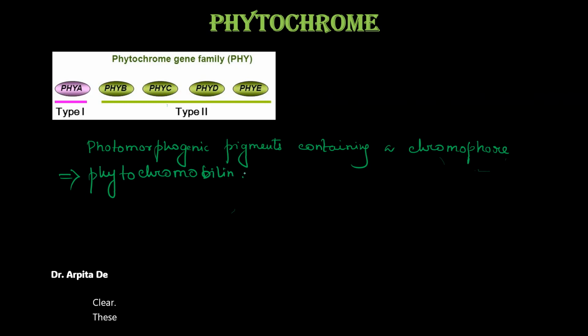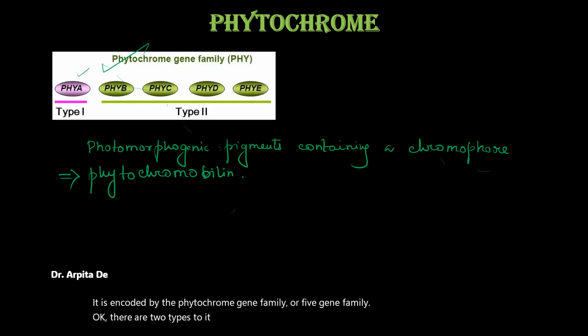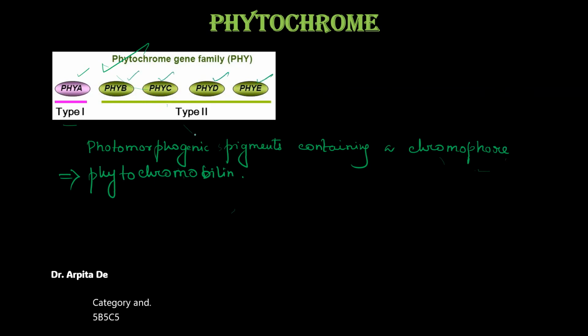These phytochromes are encoded by the phytochrome gene family, or PHY gene family. Okay, there are two types to it. PHY A belongs to the type 1 category, and PHY B, PHY C, PHY D, and PHY E belong to the type 2 category. Clear?